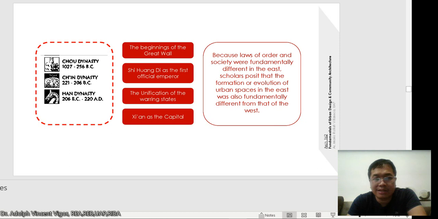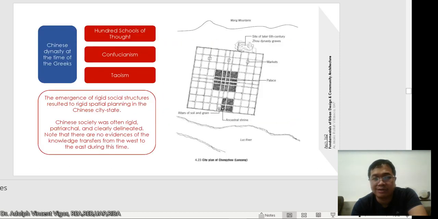Because laws of order and society were fundamentally different in the East, scholars posit that the formation or evolution of urban spaces in the East was also fundamentally different from that of the West. When you think about the West, I think the best example is the Greek civilization, which we discussed earlier.